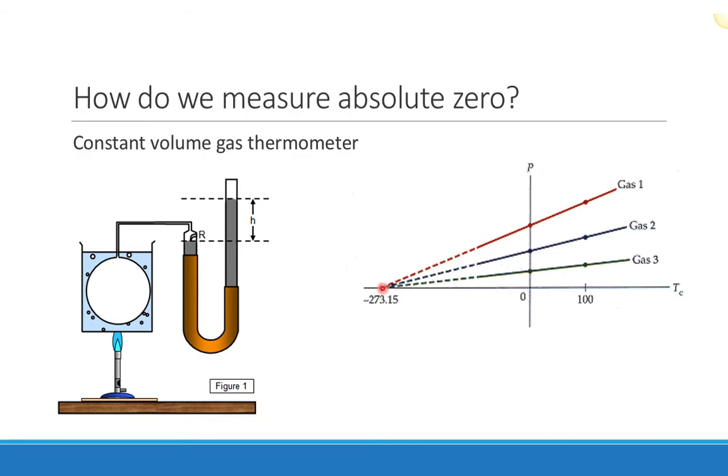Pressure has to be a positive quantity, so it can't be negative. So this is the lowest possible pressure of that gas at the lowest possible temperature. And you should notice that the lowest possible temperature is negative 273.15, on the Celsius scale. So absolute zero occurs at a temperature of negative 273 degrees Celsius.